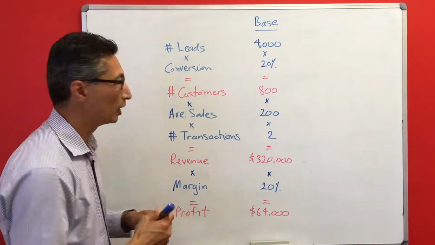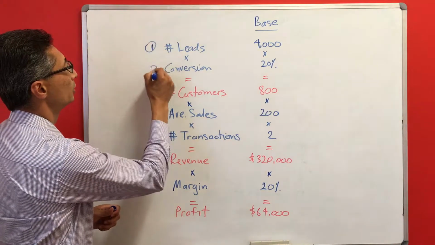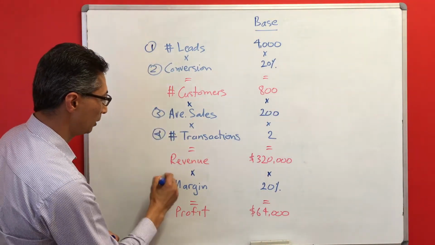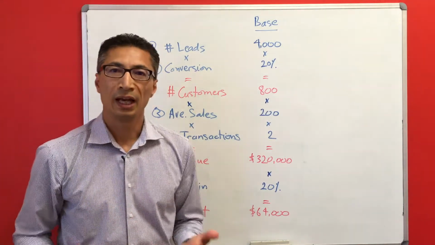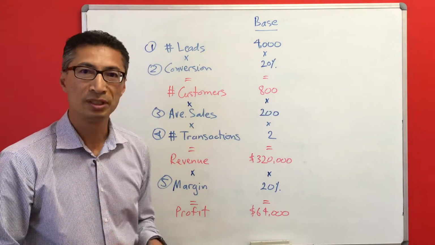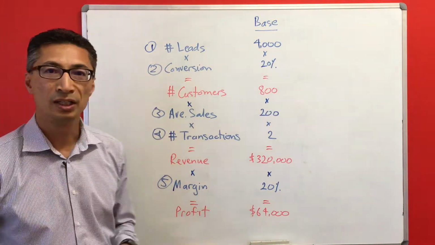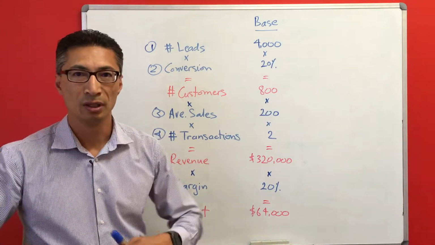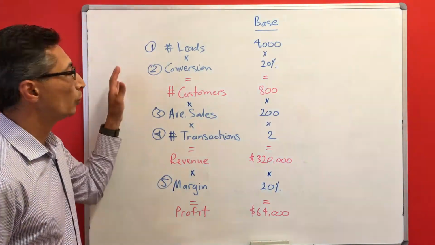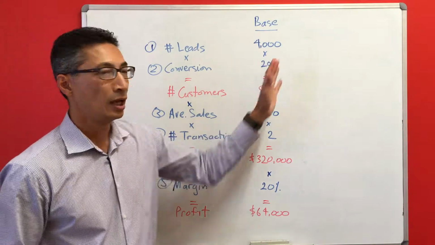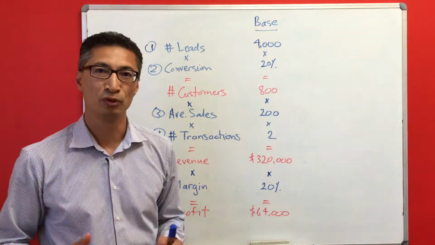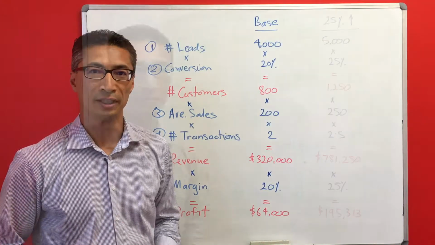So I'll just label those 5 areas: 1, 2, 3, 4, and 5. What we get our clients to do is focus on small improvements in each of those 5 areas instead of just trying to grow customers without really breaking it down. Now I'll explain how just a small improvement in each of those 5 areas can give you a massive improvement in your revenue and in your profitability.